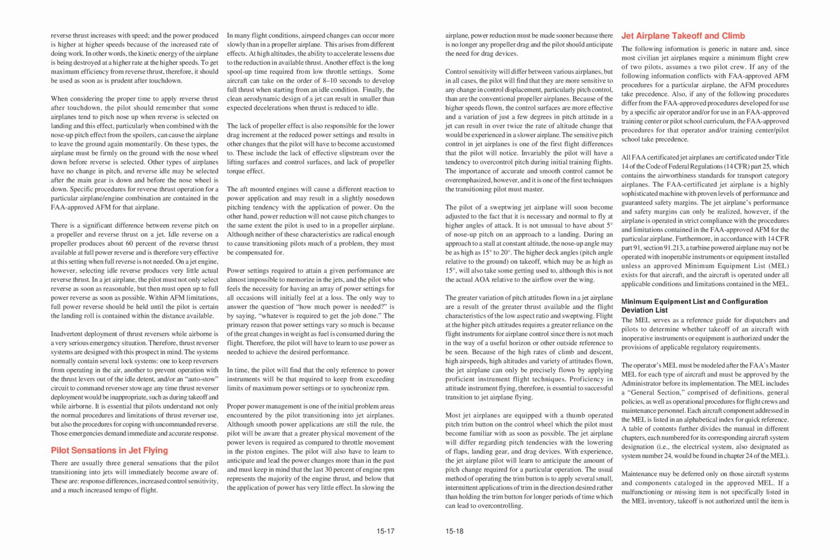Inadvertent deployment of thrust reversers while airborne is a very serious emergency situation. Therefore, thrust reverser systems are designed with this prospect in mind. The systems normally contain several lock systems, one to keep reversers from operating in the air, another to prevent operation with the thrust levers out of the idle detent, and/or an auto stow circuit to command reverser stowage anytime thrust reverser deployment would be inappropriate, such as during takeoff and while airborne. It is essential that pilots understand not only the normal procedures and limitations of thrust reverser use, but also the procedures for coping with uncommanded reverse. Those emergencies demand immediate and accurate response.